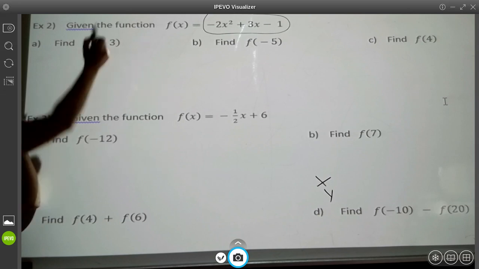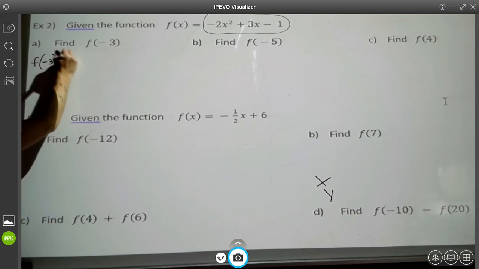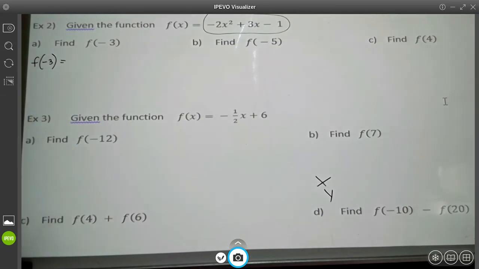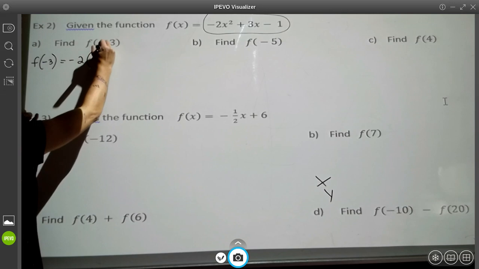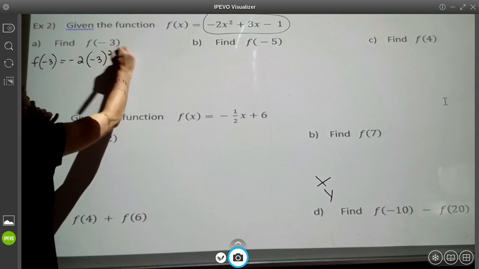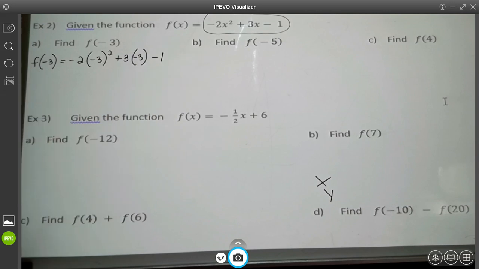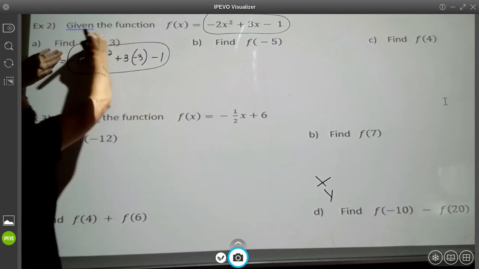Negative 3. Let's do it. So f of negative 3 will equal, we're plugging -3 in for all of the x's. So it'll be -2 times -3 squared plus 3 times -3 and then -1. And again, this is just telling the story. In order to get the answer, plug this into your calculator.